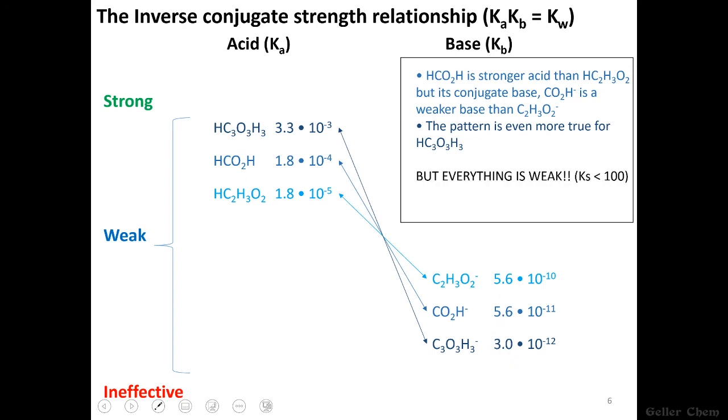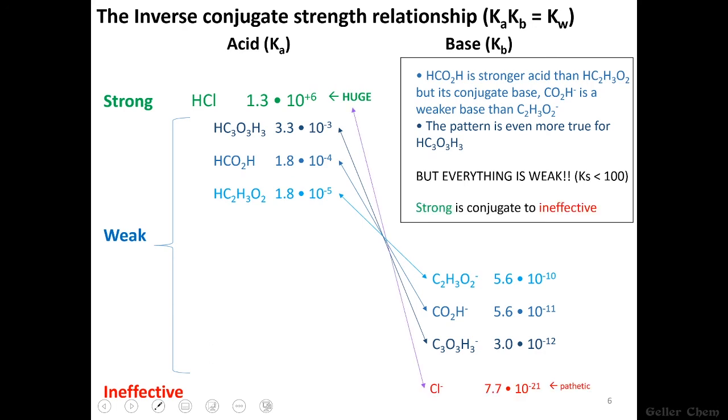But let's be clear. Everything on the board right now is considered weak. Their Ks are well below 100. To give some contrast, HCl has a K value that's over 1 million. And if we were to solve for Cl-'s Kb, it's times 10 to the minus 21. It's so tiny, it's pathetic. It doesn't really do anything. And we call that an ineffective base. So here we see strong is conjugate to ineffective, but weaks are conjugate to weaks. It's just that a less weak acid has a more weak conjugate base.